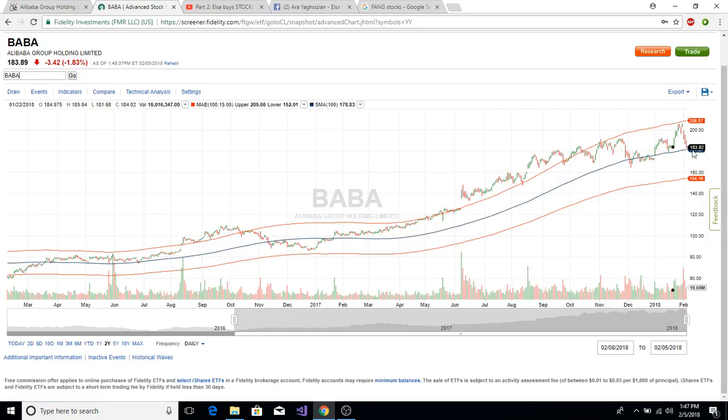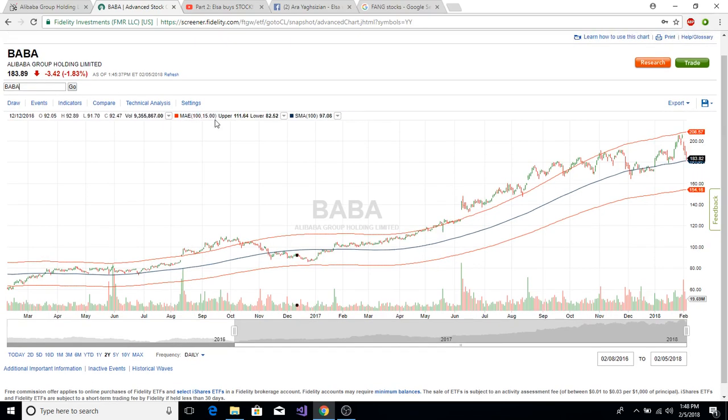And from a technical perspective, it does look like it is trading right near its 100-day moving average. And I think that is the time, if I had to buy more shares, I would be buying more shares right around $180. So I'm pretty comfortable owning this.